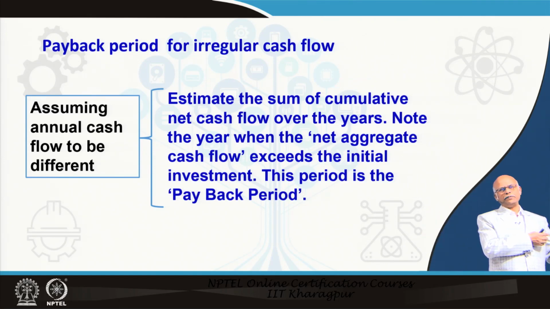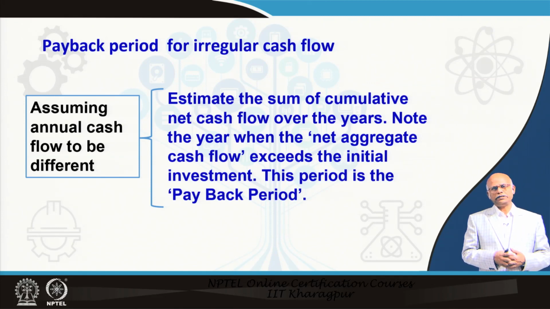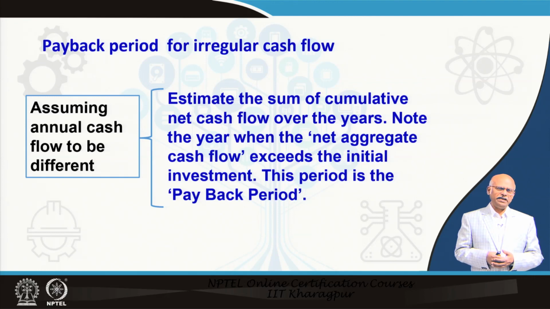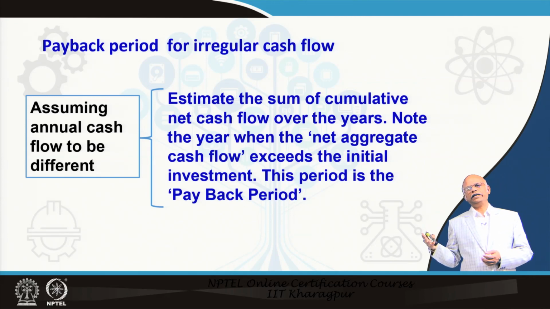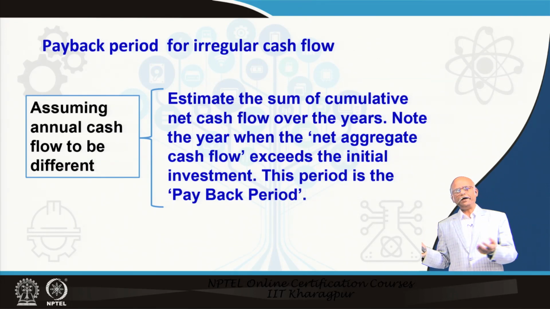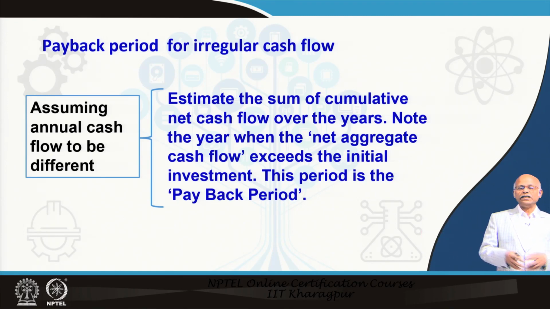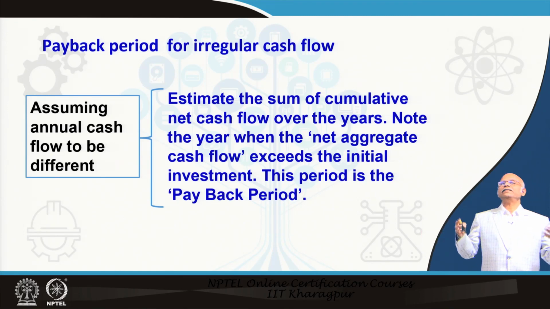till the time you just cross the initial investment. So, the initial investment is say 5 million rupees. Suppose the first year the cash flow is 1 million, the second year 2 million, the third year 2.5. So, 1 plus 2 plus 2.5 makes more than 5. So, within 3 years you are recovering 5 million rupees. So, the payback period is 3 years, as simple as that.